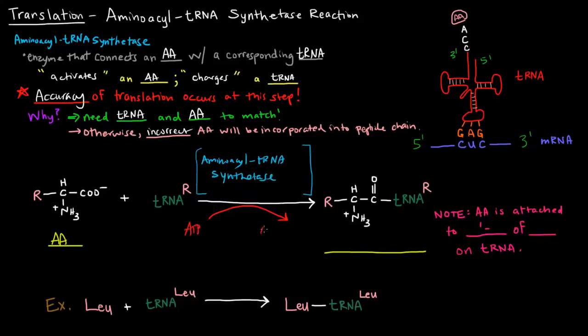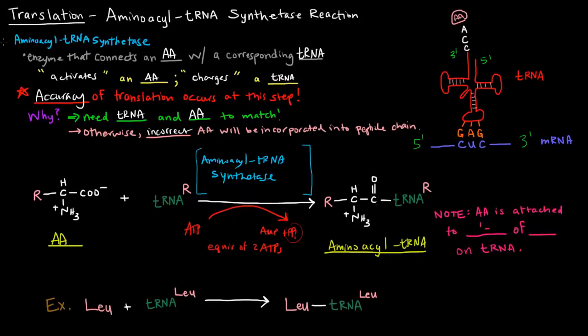So ATP will be converted into AMP and a pyrophosphate, and this pyrophosphate is hydrolyzed off, and so this is the equivalent of 2 ATPs being used for this reaction. So then what we get is the amino acid becomes covalently bound to the tRNA. Now this thing is the aminoacyl tRNA.